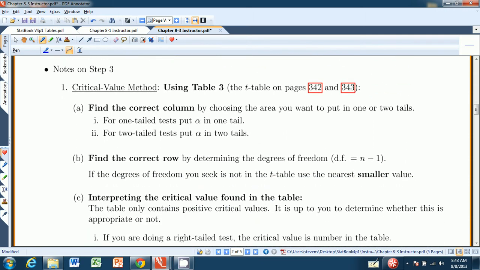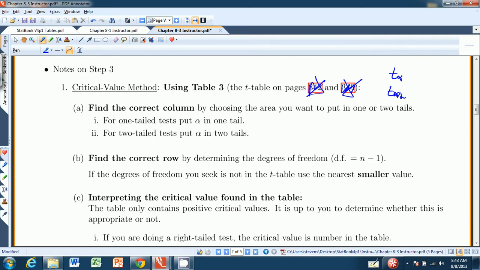And notes on step 3, determining the critical value. So we're going to get, those pages are just wrong. This is the instructor version. Okay, so here's how you find the critical values, right? The critical values t sub alpha or t sub alpha over 2.